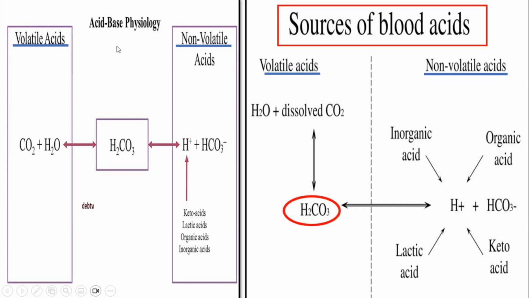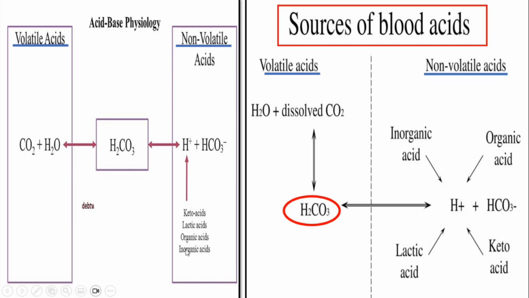Okay, next. We talked about volatile versus non-volatile acids. So this is the equation that I told you. The volatile acid is H2CO3, which is formed by the reaction between carbon dioxide and water. Non-volatile acids are produced from fixed acids or metabolism, metabolic acids like keto acids, ketones, lactic acid, organic acids like amino acids, and inorganic acids.